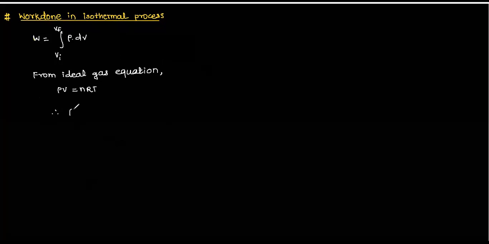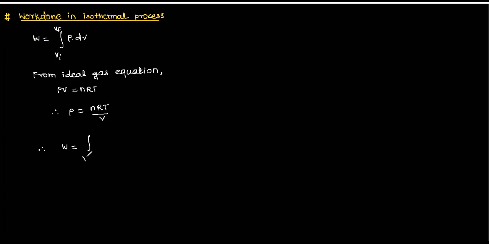Therefore, if I want pressure, what am I getting? nRT by V. And therefore, substitute now in the above equation. What are we getting? W is equal to the integration from Vi, that is initial volume, to final volume Vf, of nRT divided by V into dV.